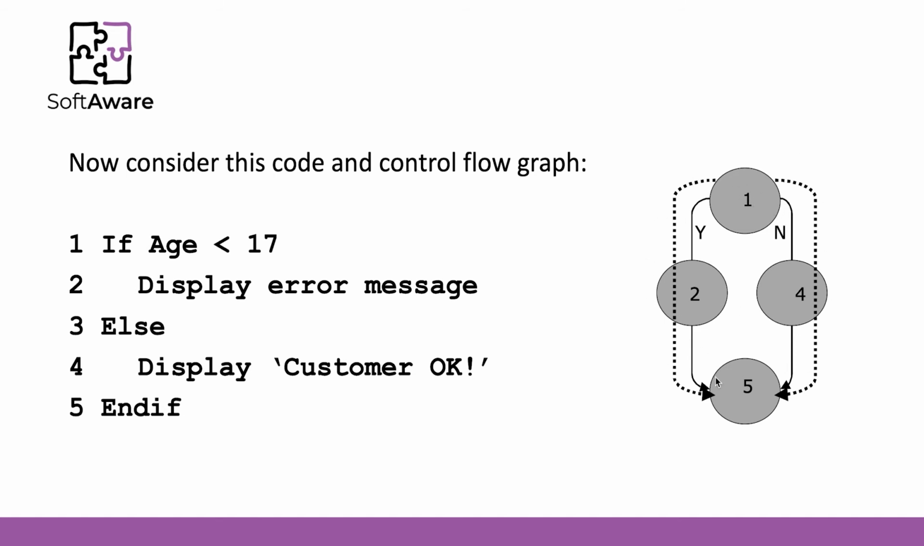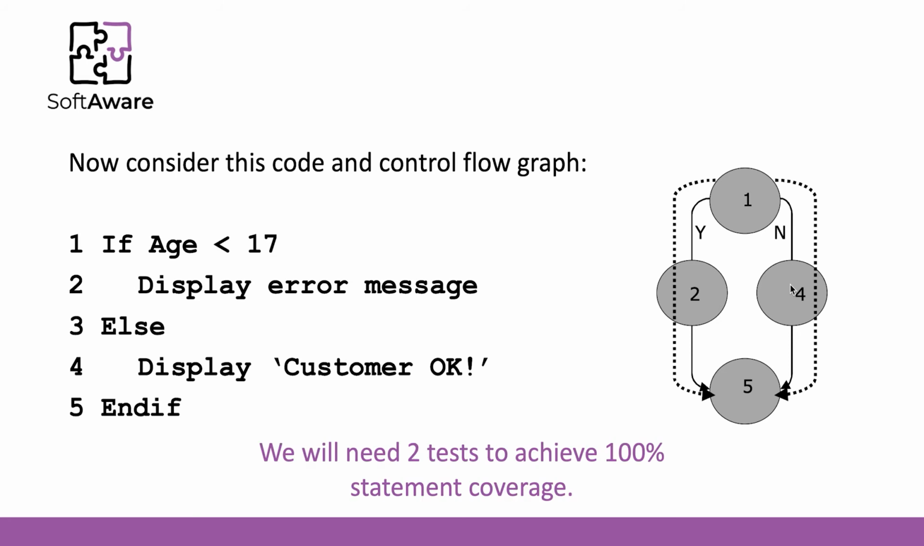The first path ensures that the statement number 2 is executed. In the second path, it ensures that the statement number 4 is executed. So we will need 2 tests to achieve 100% statement coverage.